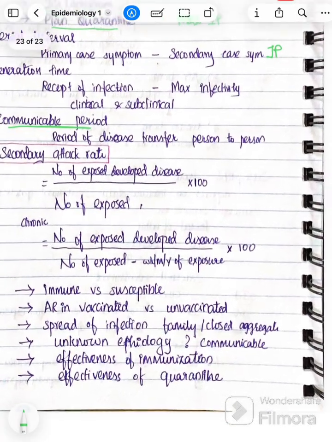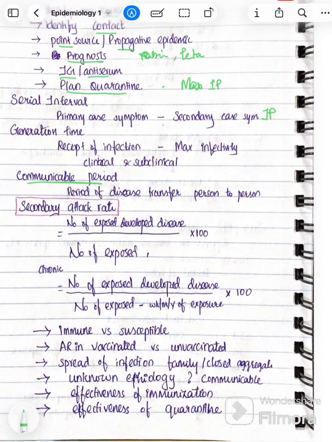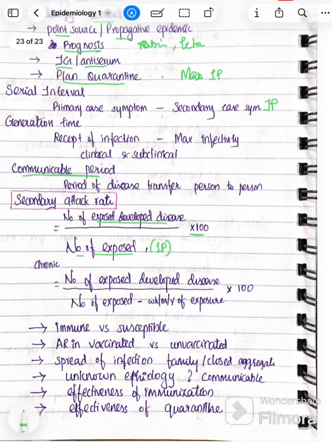Now, secondary attack rate. It is the number of exposed persons developing the disease within the incubation period, divided by the number of exposed persons, multiplied by 100. Suppose the disease is chronic, then we add weeks of exposure, or months of exposure, or years of exposure in the formula.